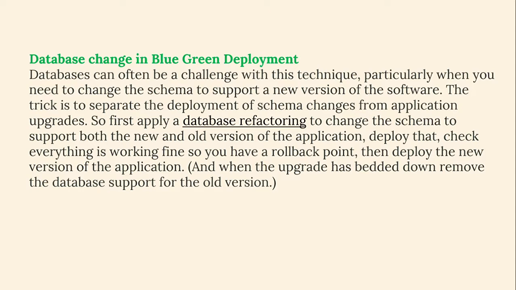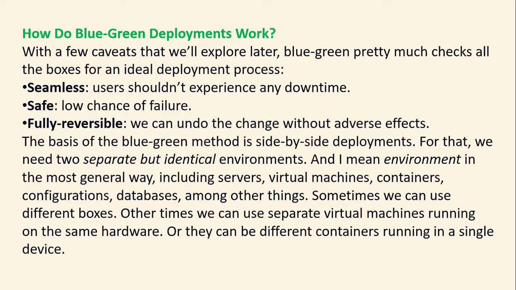So first apply database refactoring to change the schema to support both the new and the old version of the application. Deploy that, check that everything is working fine, so you have a rollback point, then deploy the new version of the application. And when the upgrade has bedded down, remove the database support for the older version. So how does it work?